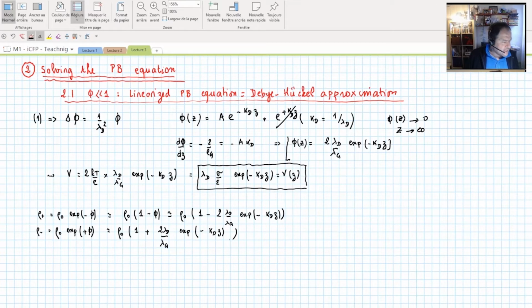Well, here basically I have written what we had before. I have just solved these equations. So from that, I think that it's possible to show what the density of charge looks like with respect to the position.